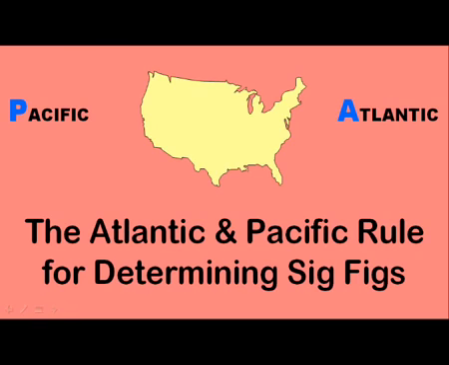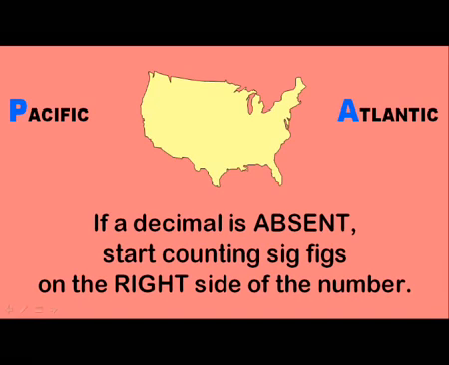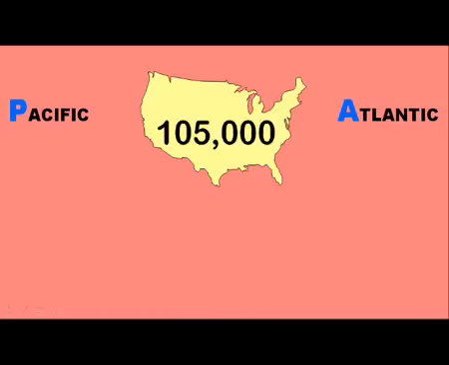Here is a rule that will help you determine whether or not the numbers are significant or not. We have the Atlantic and the Pacific rule for determining sig figs. Okay, if a decimal is absent, we're going to start counting the sig figs on the right side of the number. A for absent, A for Atlantic.